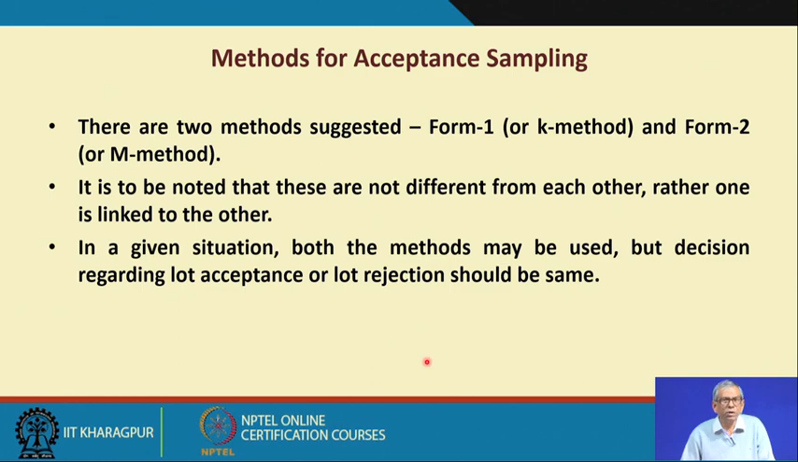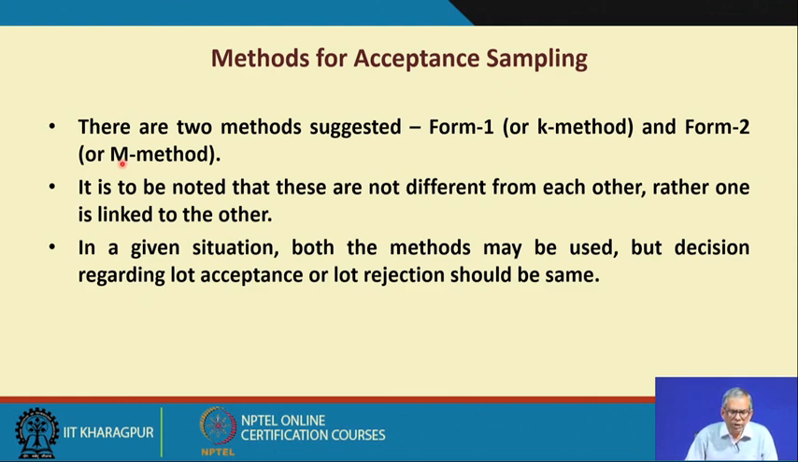Now in this context, when your objective is to control the proportion non-conforming, there may be two methods as suggested by the researchers and the practitioners in this field. These two methods are known as the form 1 method, also referred to as the small k method, and the form 2 method, also referred to as the capital M method. We will be explaining what this k or this M is. These are very standard notations you will find in any textbook on quality.